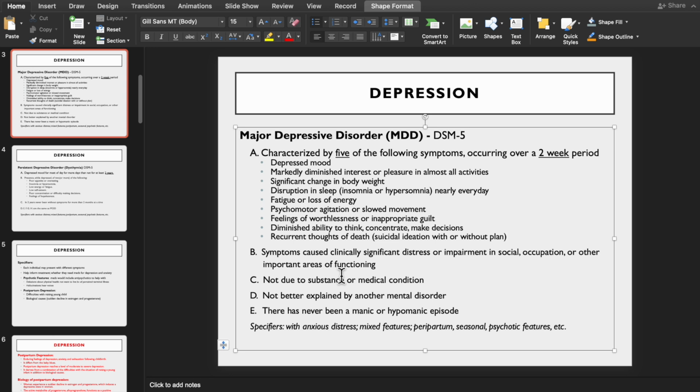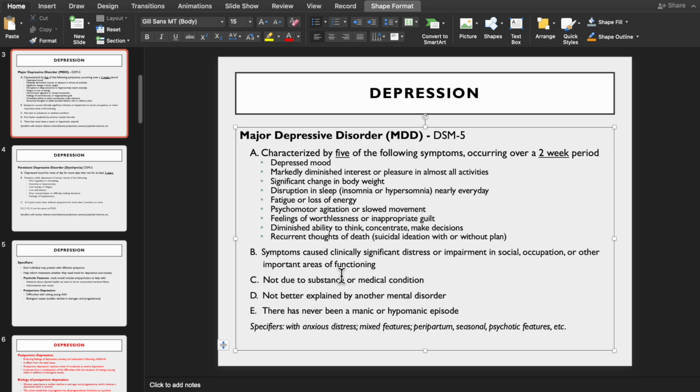B, symptoms caused clinically significant distress or impairment in school, occupation, or other important areas of functioning. Walter tells you that he's been late to work every day, not finishing his work because he has no energy or motivation, and has been reprimanded for it. He could potentially lose his job. He also can't concentrate, which is causing him to fall behind on schoolwork, and he might fail his classes.